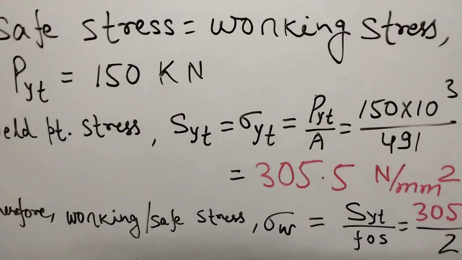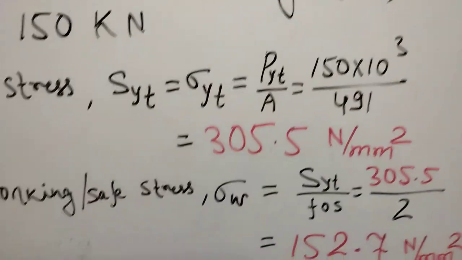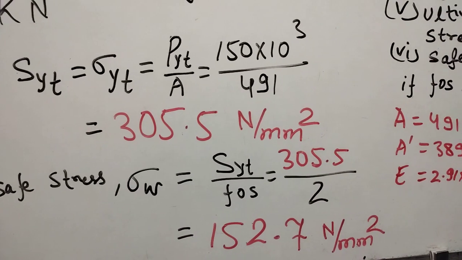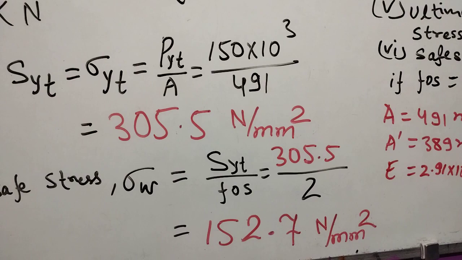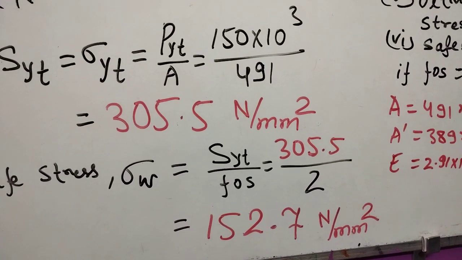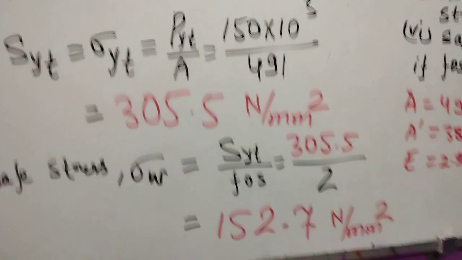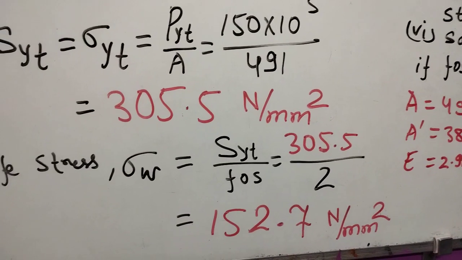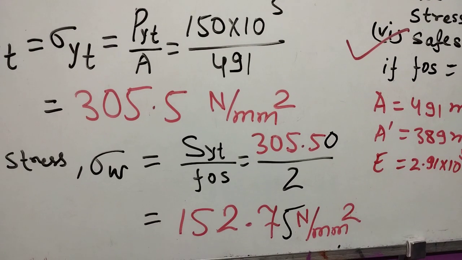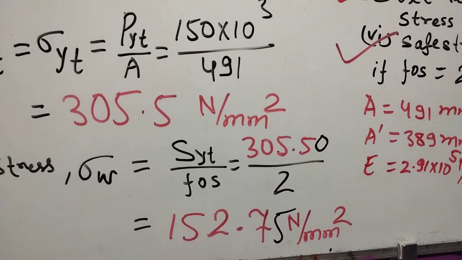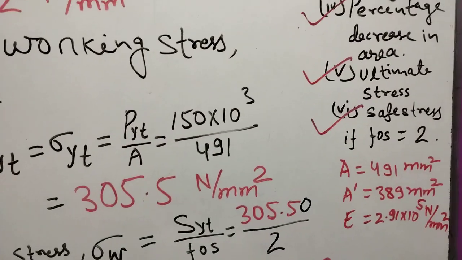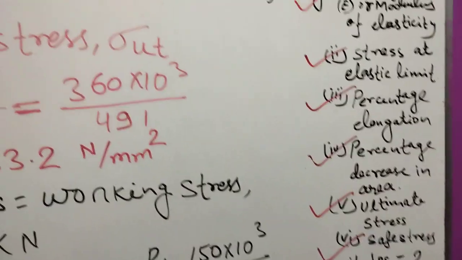And therefore the working or safe stress sigma W equals SYT divided by FOS, 305.5 divided by 2, equal to 152.75. Therefore working stress sigma W is 152.75 Newton per millimeter square, and ultimately we get all the results of the question.